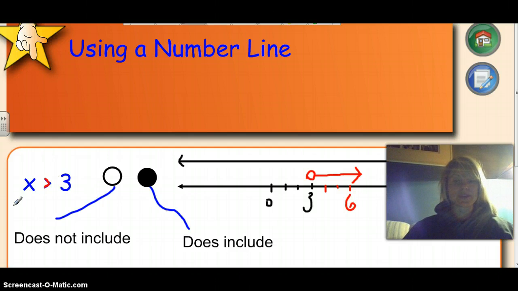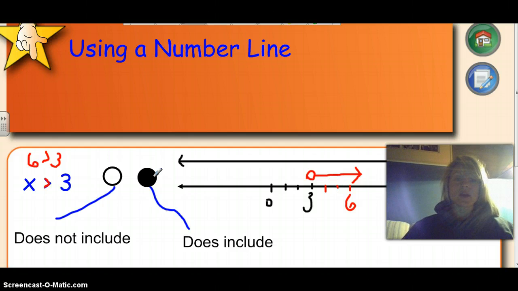What could be put in for this x value? So if I took 6, I could replace x with the 6. Is 6 greater than 3? Yes, it is. That's true. But also remember, this includes everything in between the 3 and the 4, and the 4 and the 5, and the 5 and the 6. So 3.1, 3.2, 3.3, and so on.